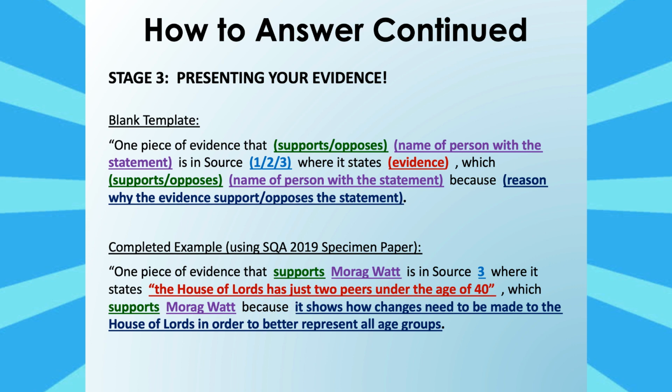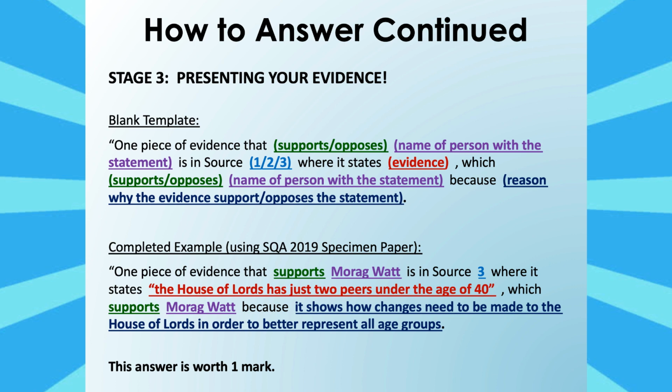So, it's in source 3 where it states the House of Lords has just 2 peers under the age of 40, which supports Morag Watt because it shows how changes need to be made to the House of Lords in order to better represent all age groups. There you go. That's filled in each of the blanks with either supports or opposed.